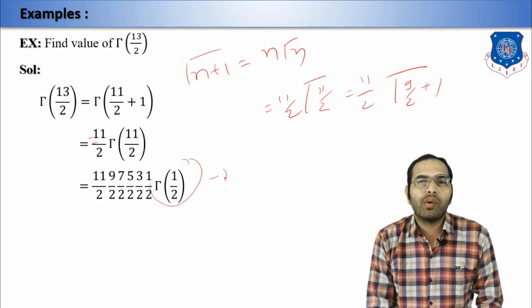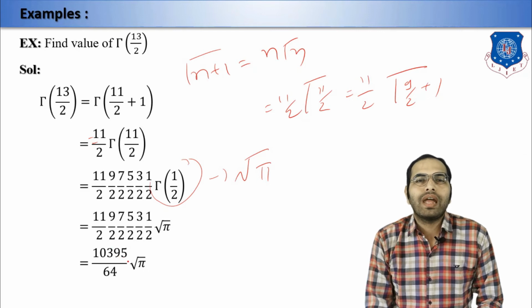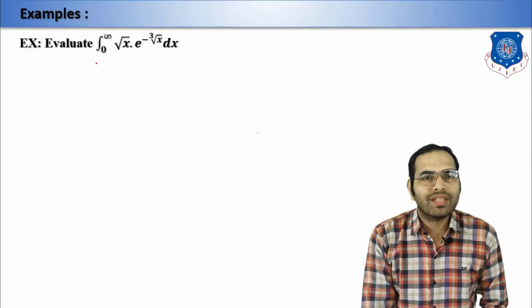With the help of the properties of the gamma function, gamma 1/2 is equal to root pi. That means 11 by 2, 9 by 2, 7 by 2, 5 by 2, 3 by 2, 1 by 2 into root pi. Then multiplying these terms will give you 10,395 divided by 64 root pi. Similarly, let's see one more example.